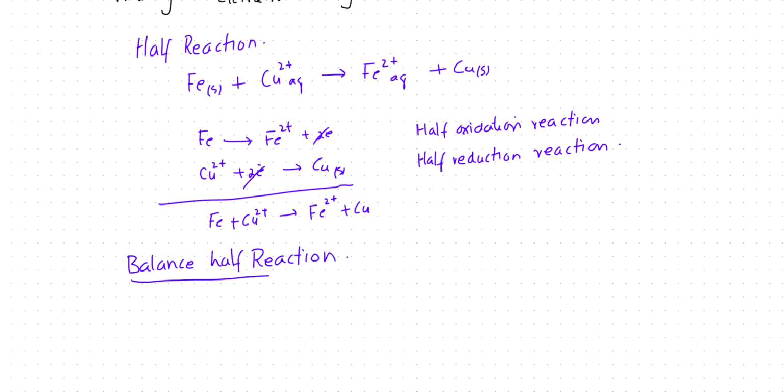So for example, O2 is given, O2 is changing to H2O2. So first we balance. There are two oxygens, there are two hydrogens. So to balance hydrogen, add H plus ion on the other side.